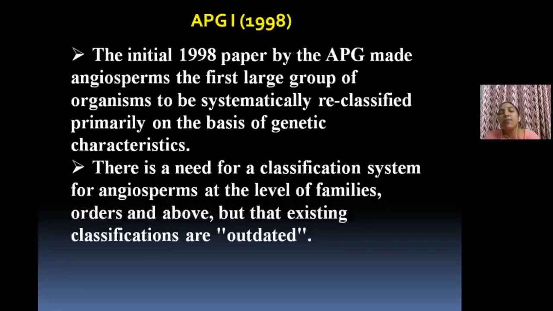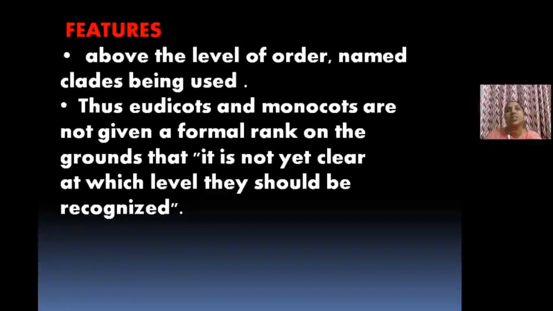And also, as I have given in the last class, above the order there is a group, namely clade, a particular position namely clade, and there is no fundamental classification into dicotyledons and monocotyledons in this system. Okay. So, this 1998 paper by APG initially made a large group of organisms systematically reclassified according to genetic characteristics, phylogenetic relationship. Okay. At the level of families, orders and above, all other systems are outdated. Now, what are the features of this first system?